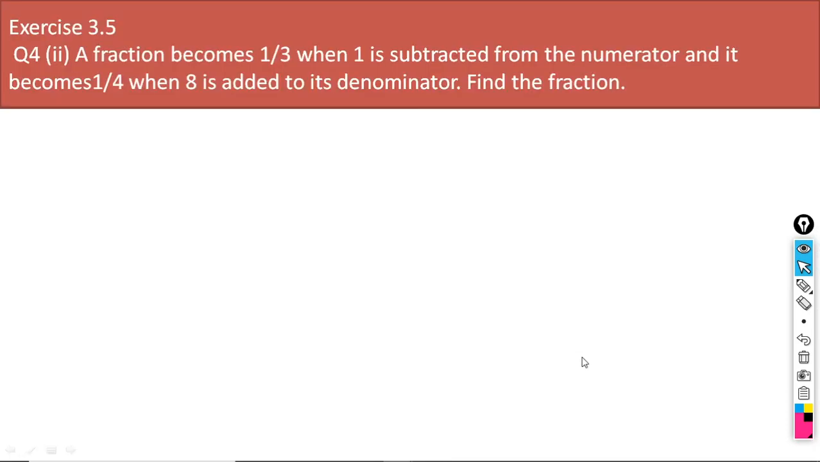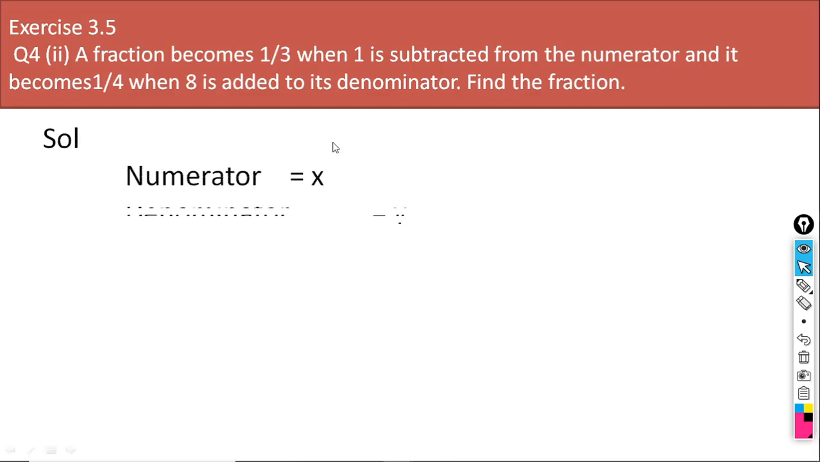Now let us try some problems on the fraction. A fraction becomes 1 by 3 when 1 is subtracted from the numerator, and it becomes 1 by 4 when 8 is added to the denominator. First we consider numerator x, denominator y, and the fraction becomes x upon y.